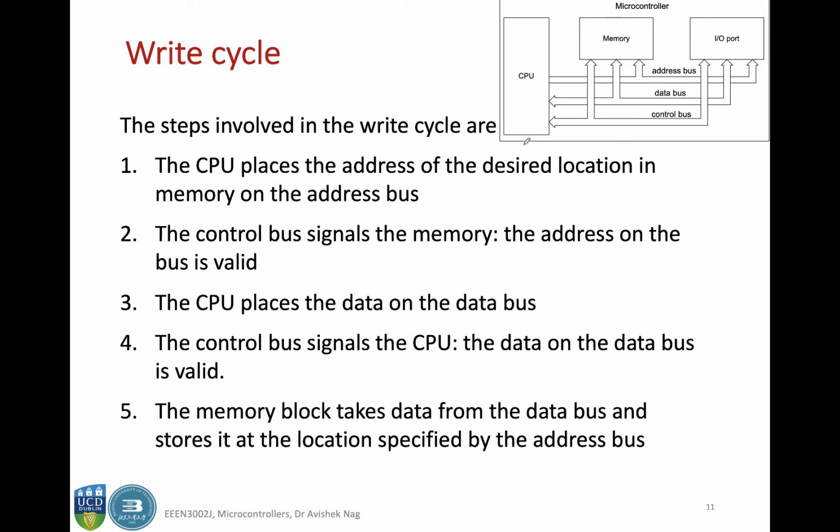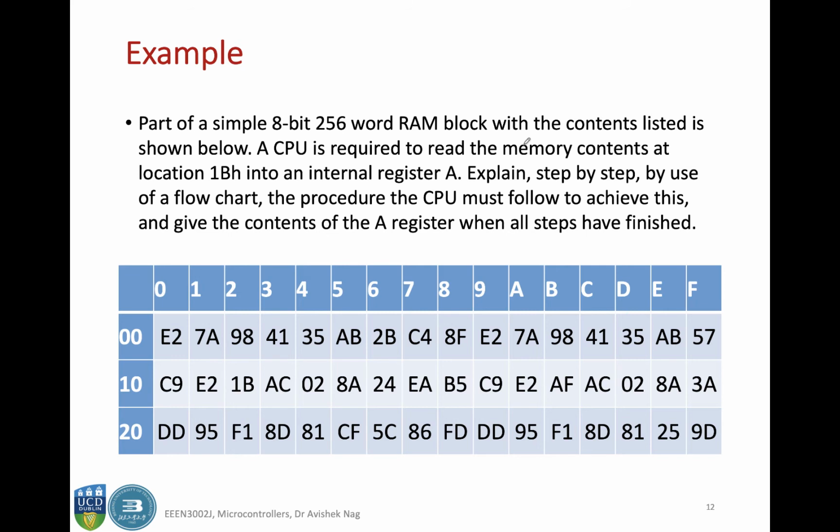So whichever way the data has to travel, whether it's a read or write, that particular aspect changes, but most of the other steps are more or less the same. So let's do an example. Let's say we have an 8-bit 256-word RAM block with the contents listed as shown below. A CPU is required to read the memory contents at location 1BH into an internal register A.